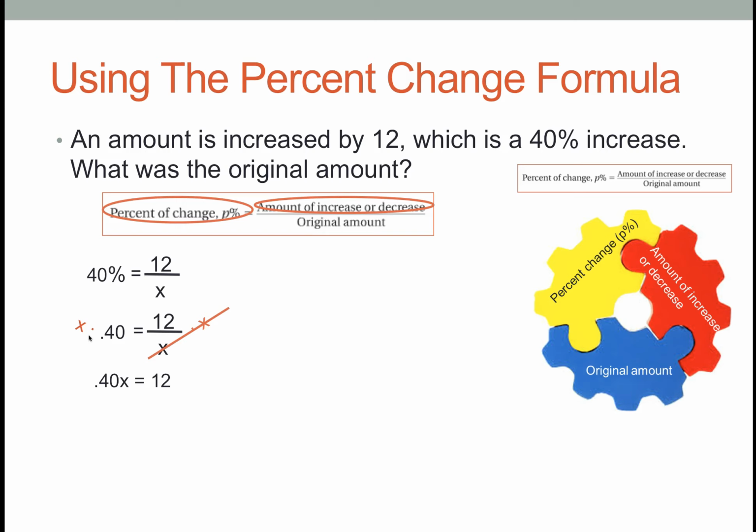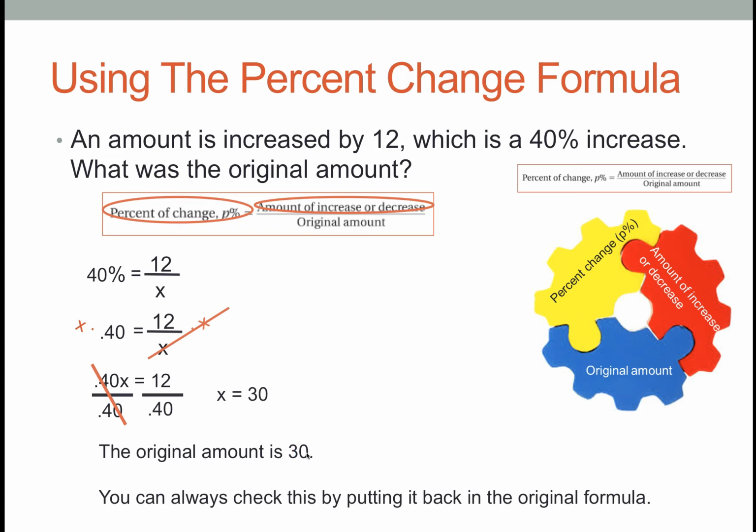Now we're going to undo this multiplication with division. So we'll divide both sides by 40 hundredths, and we get x is equal to 12 over 0.40. And if you put that in your calculator or you figure it out, x would equal 30. So that means 30 is the original amount. So an amount increased by 12, and it's a 40% increase. What's the original amount? The original amount is 30.